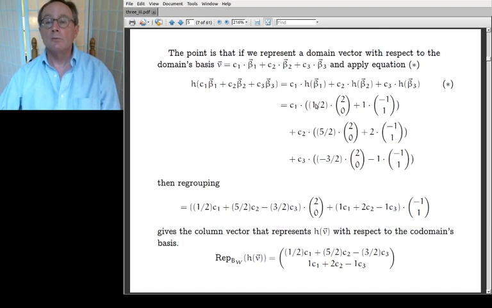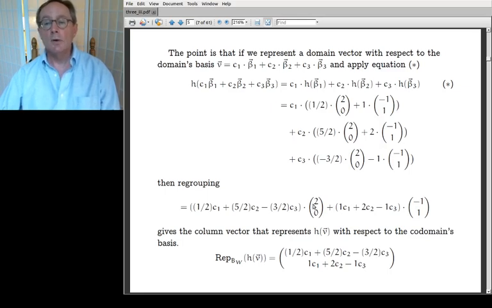And the c1 gets multiplied by the half and also by the 1. The c2 gets multiplied by the 5 halves and also by the 2. And finally, the c3 gets multiplied by the minus 3 halves and the minus 1. And there's the c3 by those two numbers. So this, in short, is just simply the way that the numbers fall.